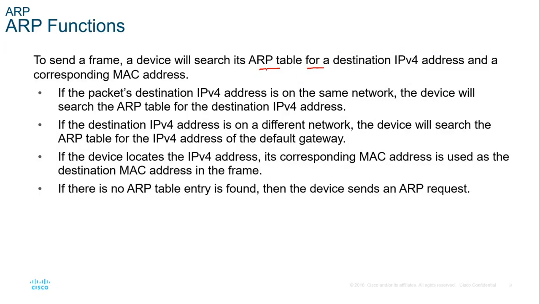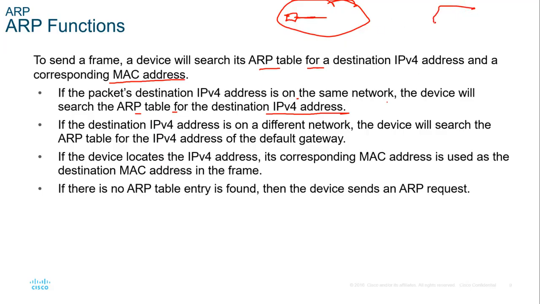I think I've explained the ARP table, with the destination IP address and the corresponding MAC address. If the packet's destination IP address is on the same network, then the device will search the ARP table for the destination IP address. If the destination IP address is on a different network, the device will search its ARP table for the IP address of the default gateway.